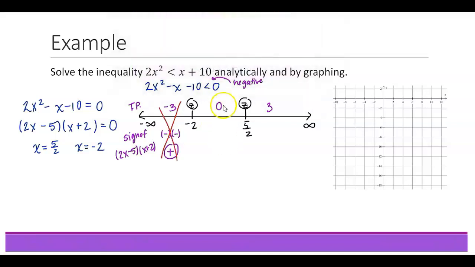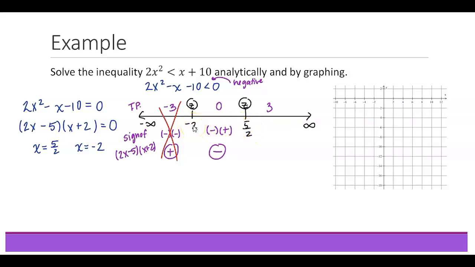So then we go ahead and move on to substituting in 0. 2 times 0 minus 5 is going to give me a negative. 0 plus 2 is going to give me a positive. So a negative times a positive is a negative. I do want to include this interval. So this interval goes from negative 2 to 5 over 2.